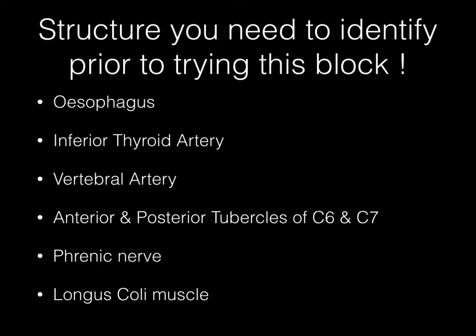The phrenic nerve is sometimes found mostly at the anterior surface of the scalenus medius or anterior scalene muscle. And the most important thing above all is the longus colli muscle, which sits over the transverse process over C6 and C7.